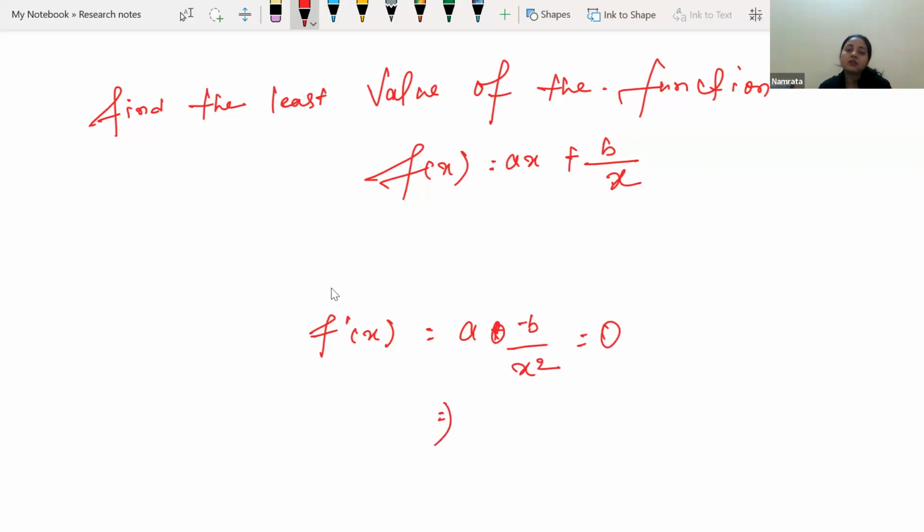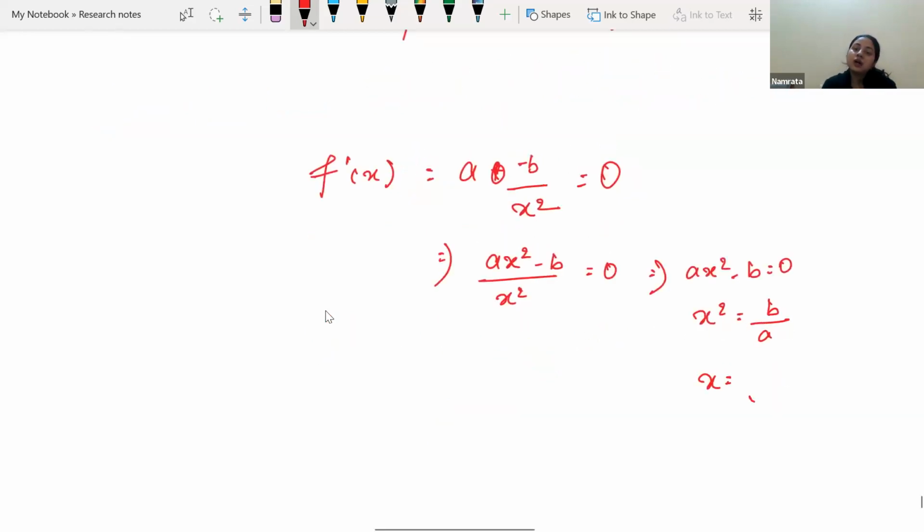So first we will solve it. Here we'll have ax square minus b equals 0, which implies x square equals b by a, and x equals under root b by a. This is the main problem. If we apply the first derivative test, one point on the left, one point on the right, how will we take? b by a is there. Then what to do over here?